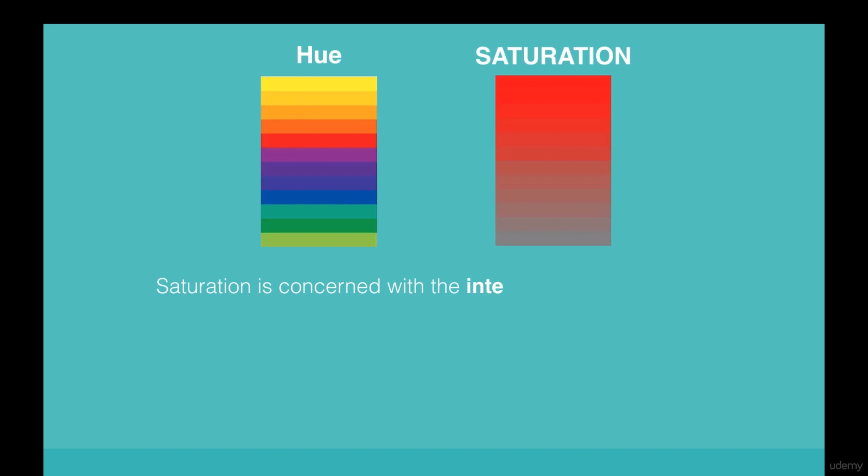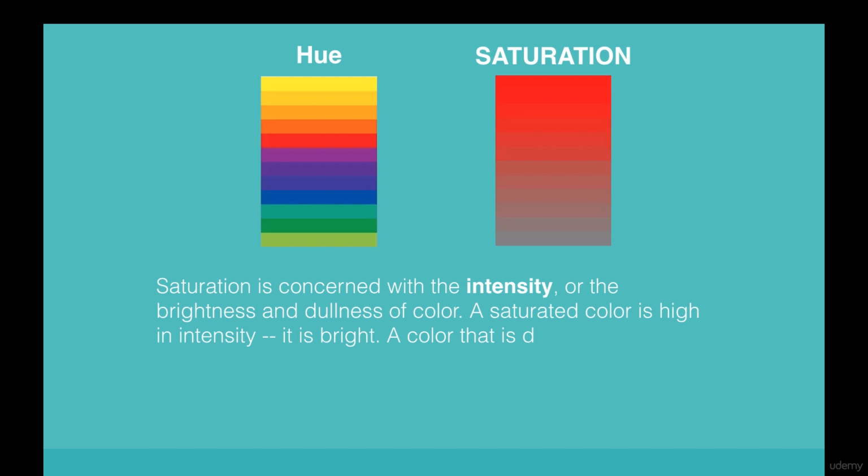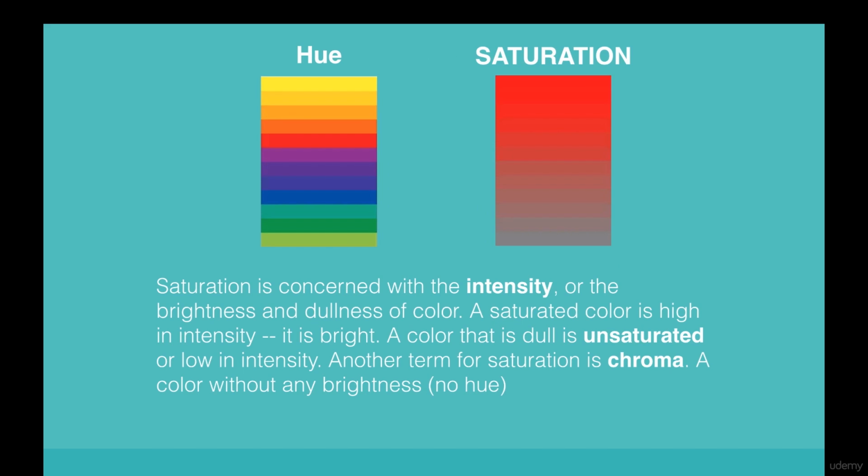Saturation. Saturation is concerned with the intensity or the brightness and dullness of color. A saturated color is high in intensity. It is bright. A color that is dull is unsaturated or low in intensity. Another term for saturation is chroma. A color without any brightness, no hue, is achromatic: black, white, or gray.